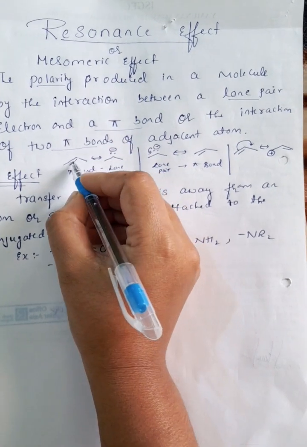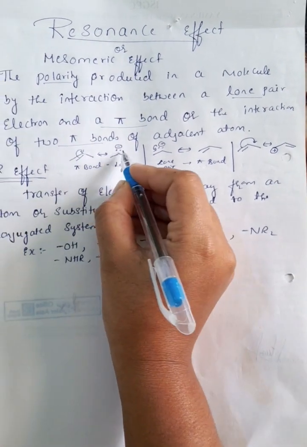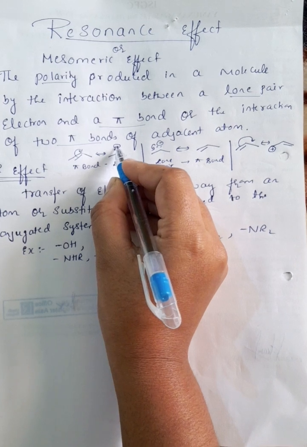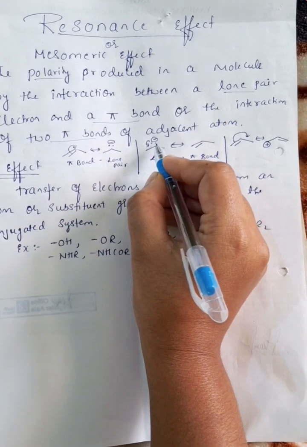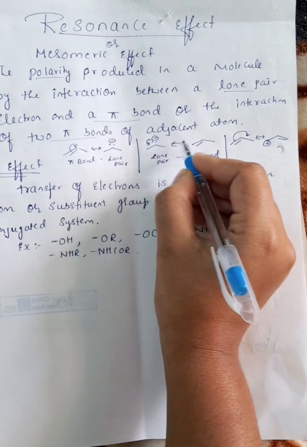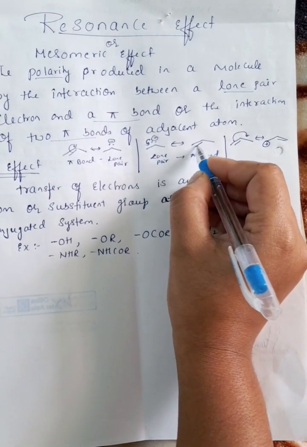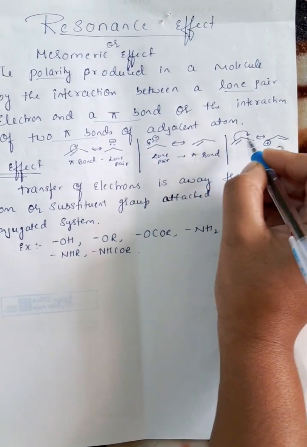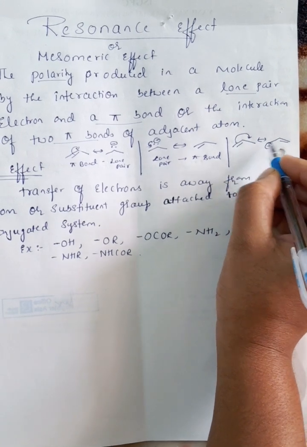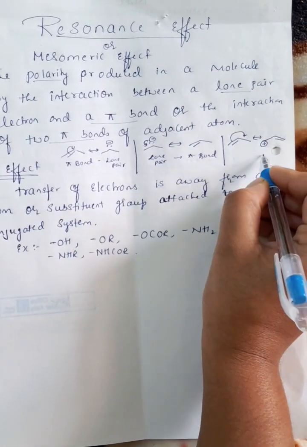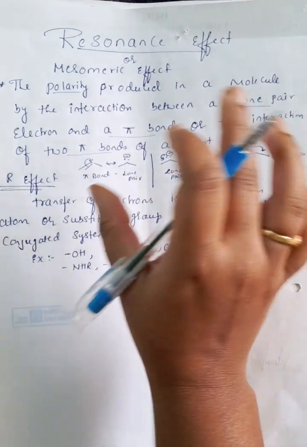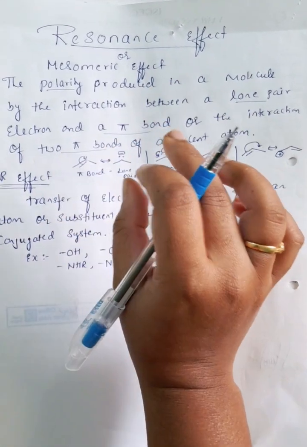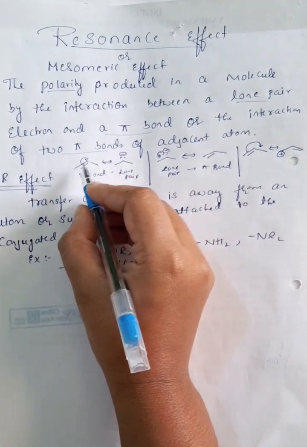So if the pi bond is shifting to this carbon atom, then there will be a negative charge created, a polarity has been created. Similarly, if it is having a lone pair of electrons and that is shifting to the next carbon atom, then it is creating a charge separation, or it is a pi bond interaction. So these are the three different ways in which a polarity has been created. So basically, polarity is created due to the interaction of the lone pair of electrons and the pi bonds.